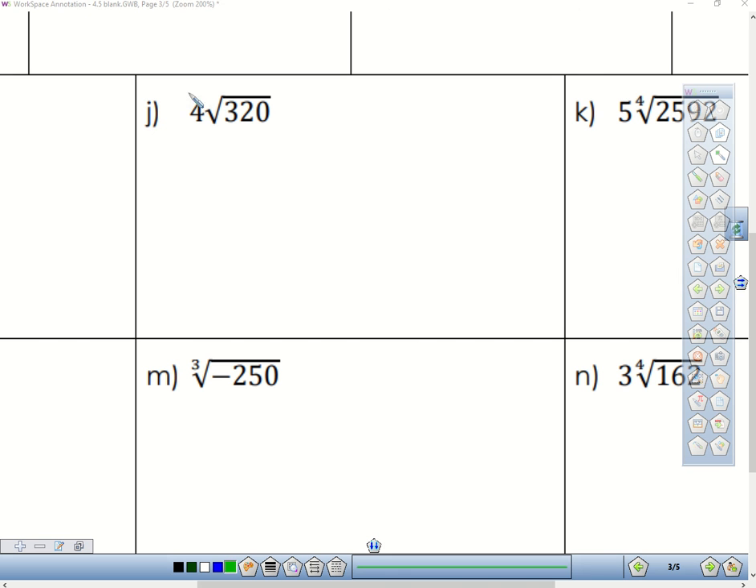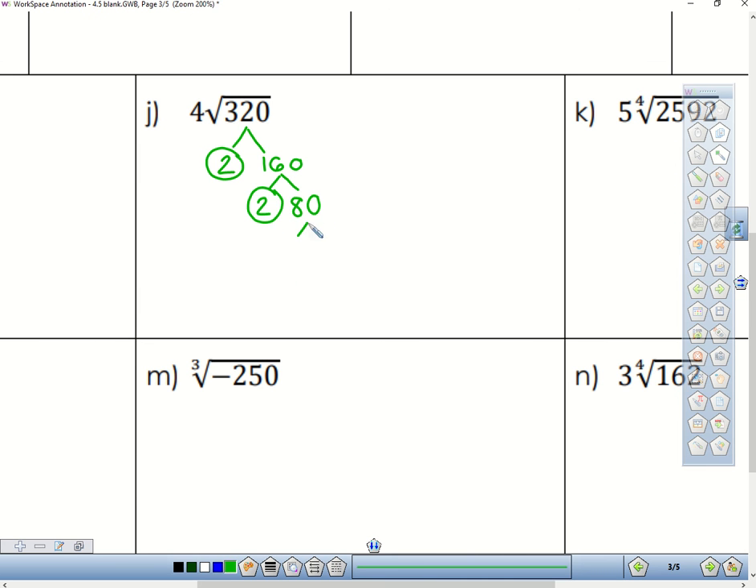So the only difference with J is we have this 4 on the outside. All that's going to do is whatever goes on the outside gets multiplied by that 4. So any ideas on what I can break 320 up into? Well, is it an even or an odd number? So it's always going to be divisible by 2. So I take 320 and I'm going to divide it by 2. And that gives me 160, which I would say is also an even number, right? Break this up into 2 and something. So 2 and 80.